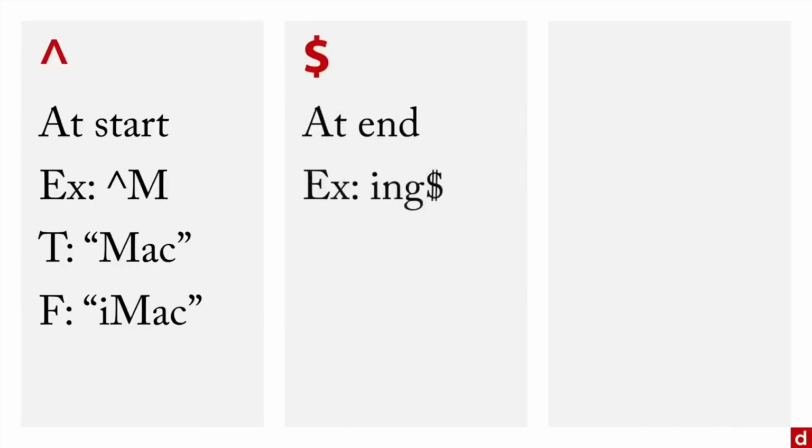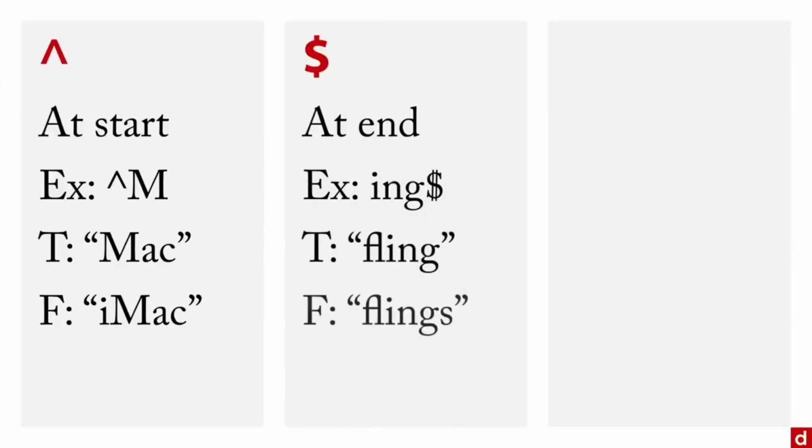So that'll be false. It won't find that. The $ means you're looking for something that is at the end of the string. So for example, ing and then $, that'll find the word fling because it ends with ing, but it won't find the word flings because it actually ends with an S. And then the dot, the period, simply means we're looking for one letter, and it can be anything.